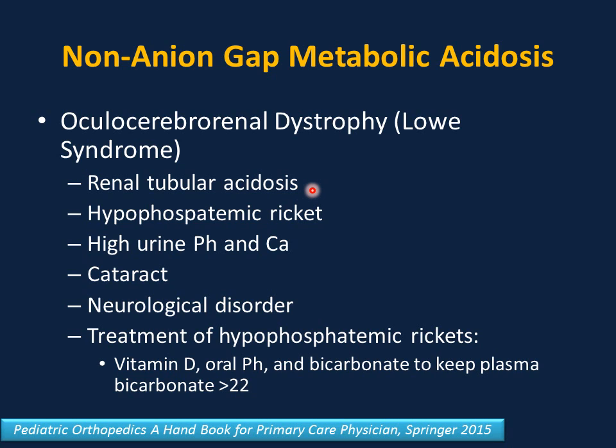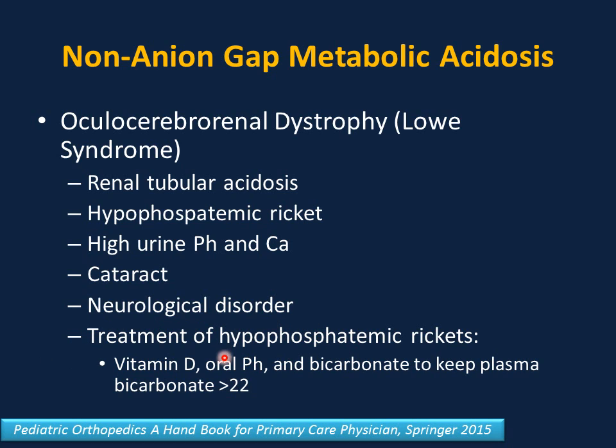The anion gap was normal anion gap with metabolic acidosis. Hypophosphatemic rickets: the alkaline phosphatase was very high, and the phosphate was low, or hypophosphatemia with normal calcium. High urine phosphorus and calcium, cataract, neurological disorder, and the positive finding in the MRI.